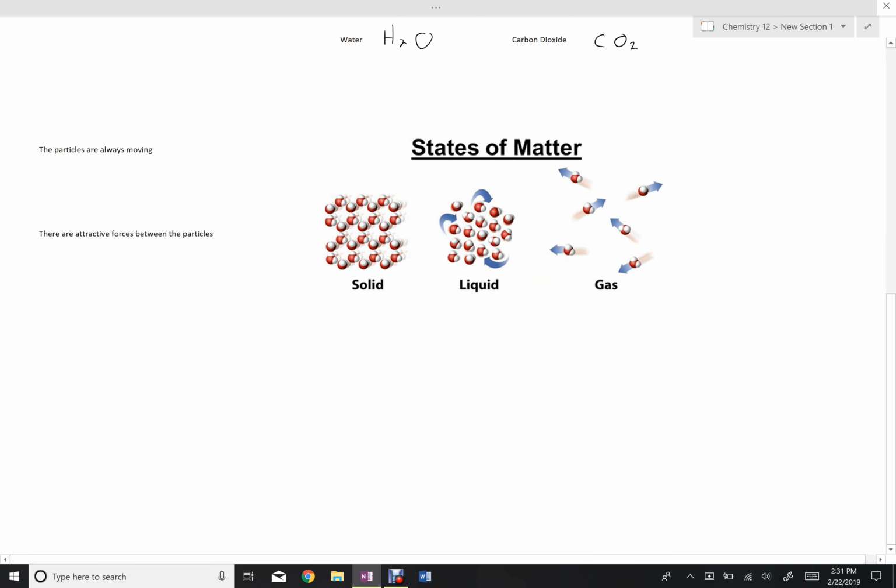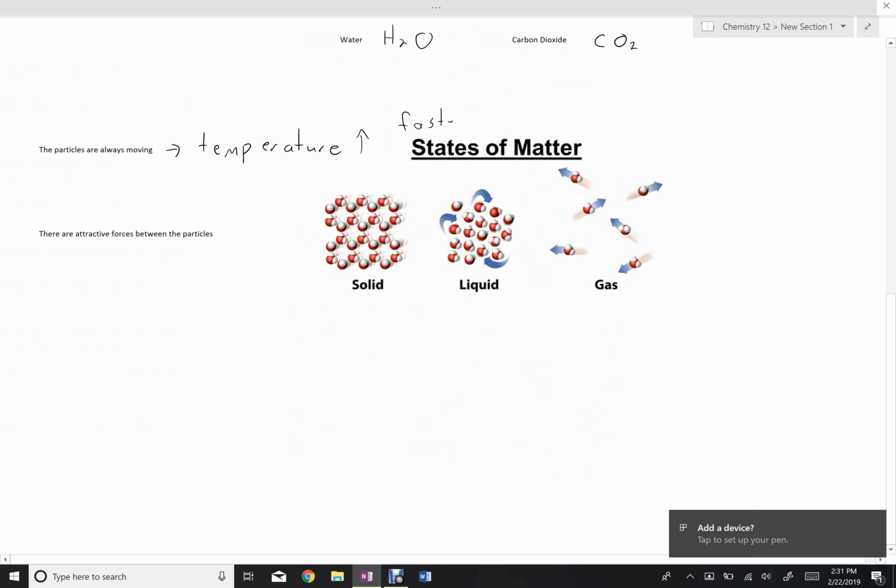The particles are always moving. We see this movement, or we measure this movement, as the temperature of the substance. As the temperature increases, what that means is that the particles are going faster. Or as the temperature decreases, the particles are going slower.